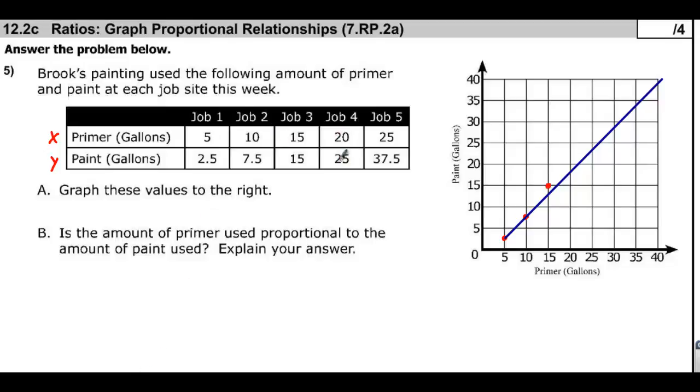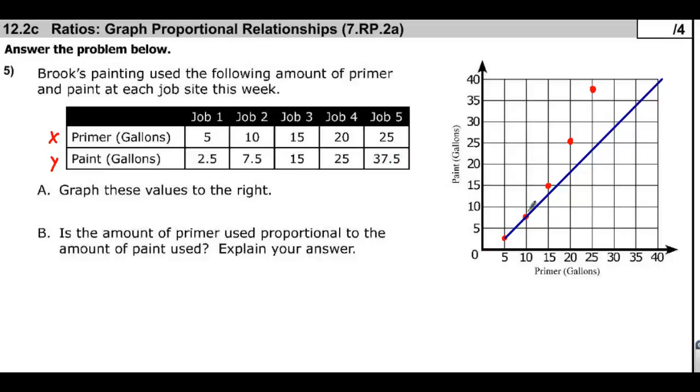25 gallons of paint for 20 primer. So 20 primer, 25 paint. Now you can see we're way off. And for 25 primer, we use 37.5 paint. You might have noticed back on job 1, twice as much primer as paint. Back on job 2, not quite twice as much. Back on job 3, same amount. Back on job 4, less primer than paint. Job 5, less primer than paint.